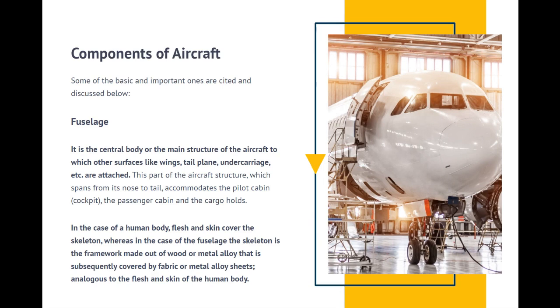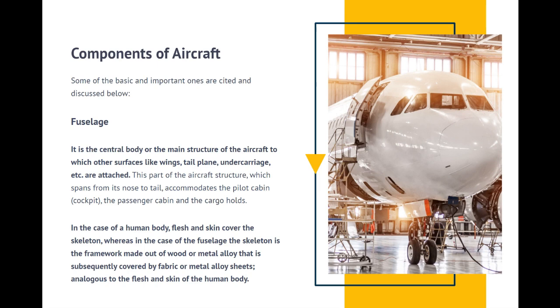Fuselage. It is the central body or the main structure of the aircraft to which other surfaces like wings, tailplane, undercarriage, etc. are attached. This part of the aircraft structure, which spans from its nose to tail, accommodates the pilot cabin, cockpit, the passenger cabin and the cargo holds.